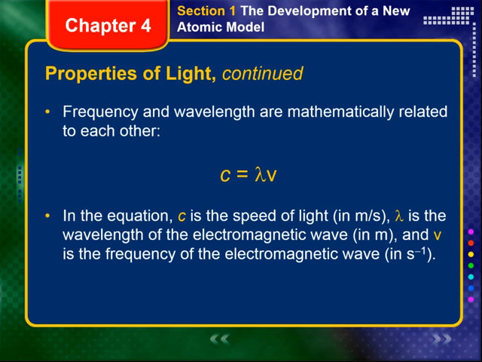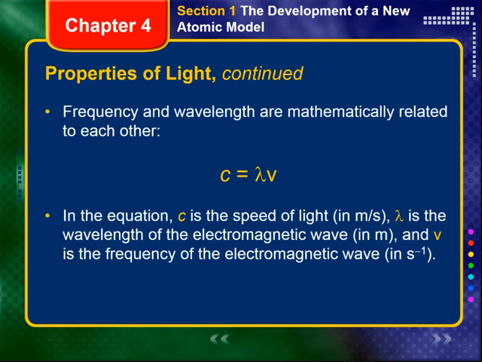So frequency and wavelength are mathematically related to each other. For electromagnetic radiation, this relationship is written as follows. c is equal to lambda multiplied by nu. In the equation, c is the speed of light, lambda is the wavelength of that electromagnetic wave, and nu is the frequency of that electromagnetic wave.